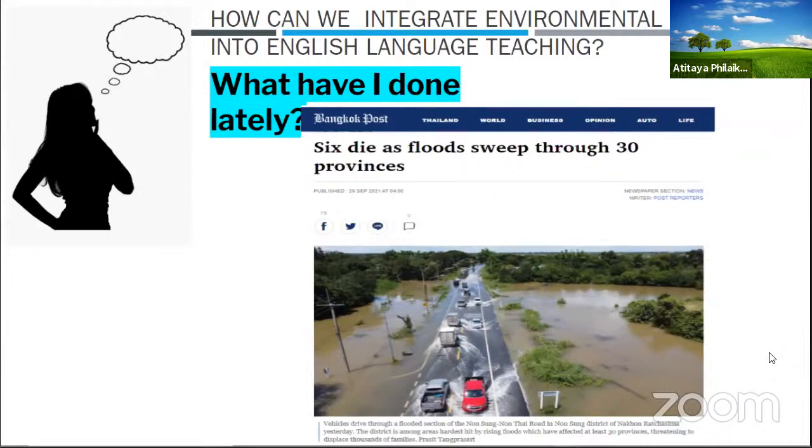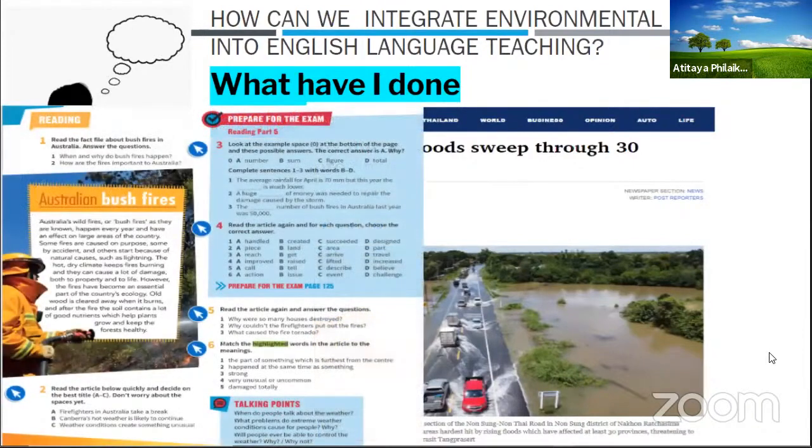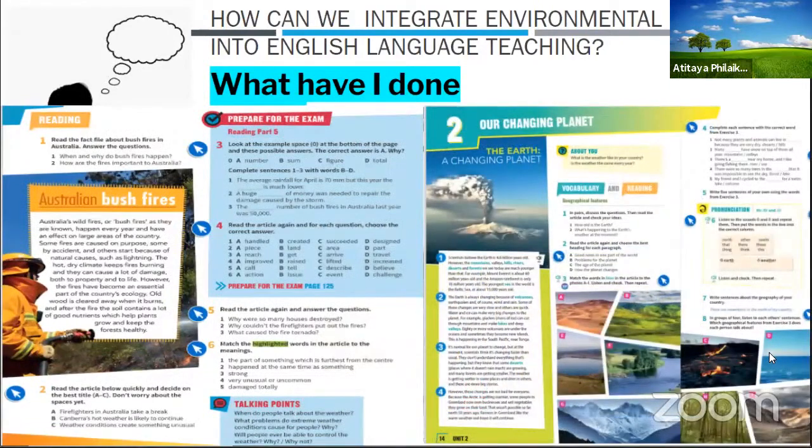Next, please. Maria, yes. These are some examples of the topics that I have used in my English lesson. It is about our changing planet and the Australian bushfire. This is the topic provided in the textbook that we use for my students at school. Next slide, please.